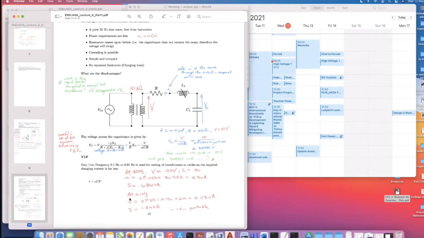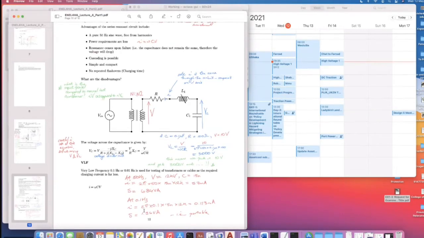If we reduce it to 0.1 Hertz, you can immediately see that our current is 0.113 milliamps and our rating is 1.36 VA. So with such a small rating, it becomes very portable to carry VLF tests around. It becomes very good to go to sites with VLF tests. You don't have to cart it around on a big truck. I'm not sure if anybody came across a series resonance where they put it on a big truck.